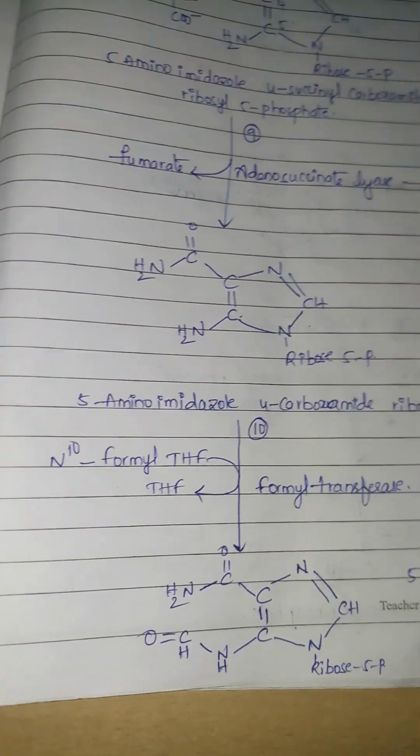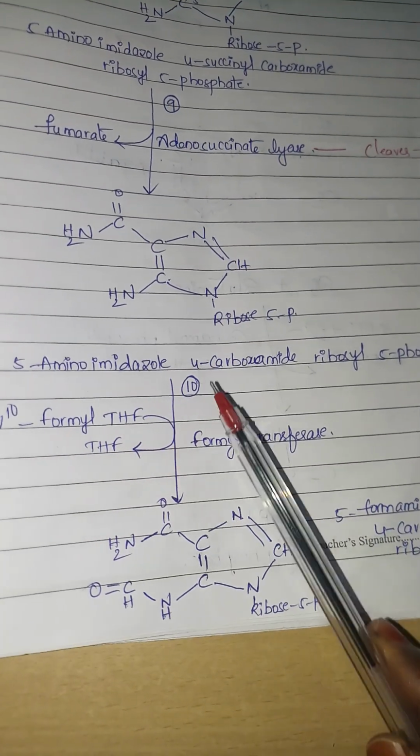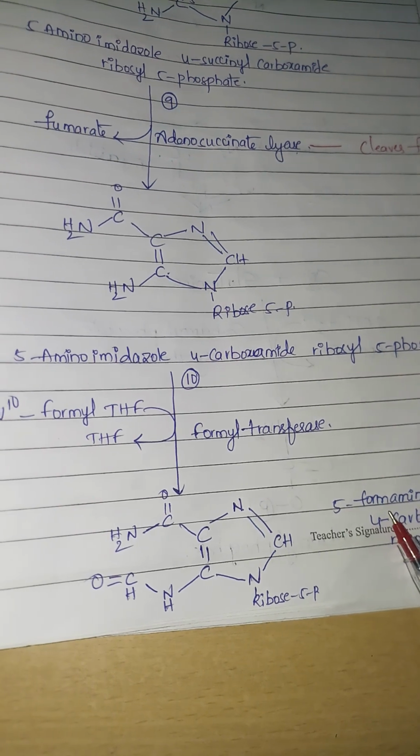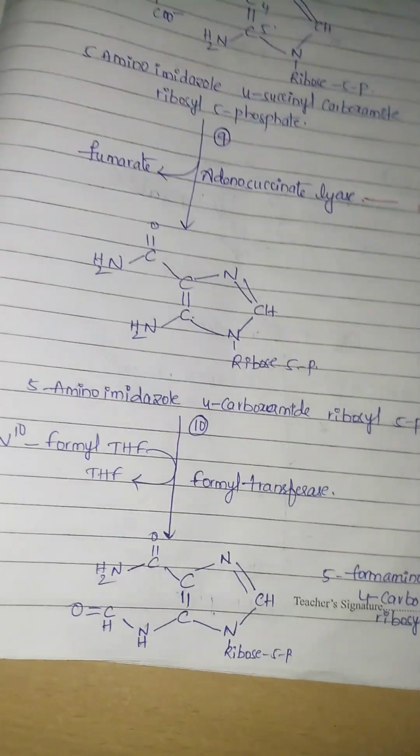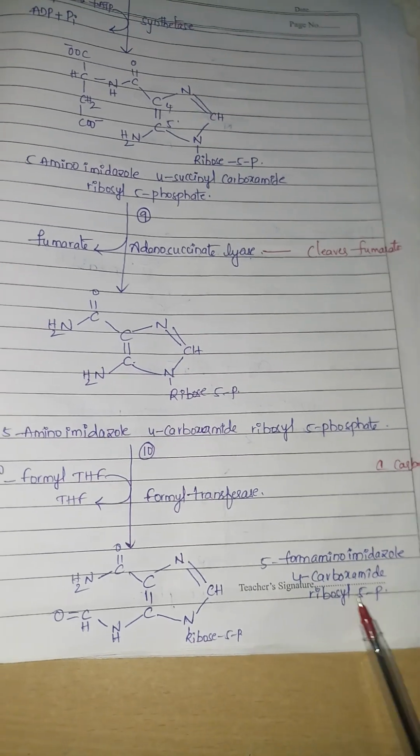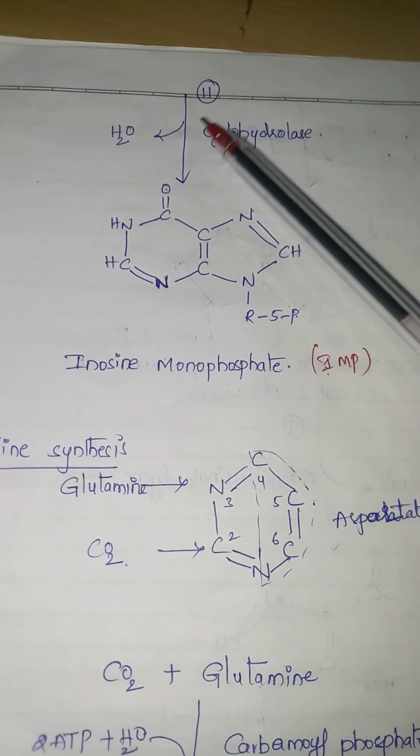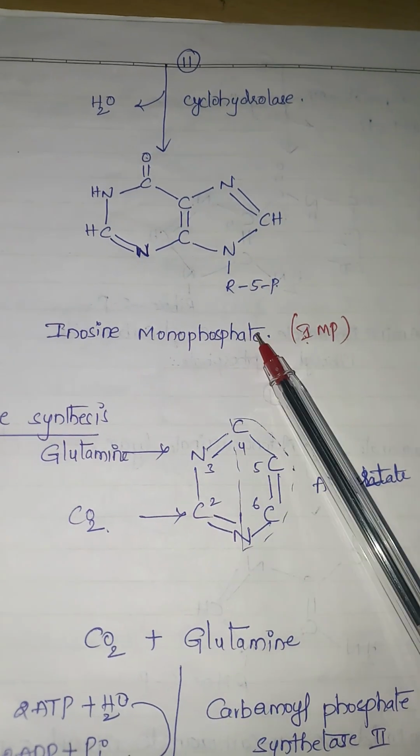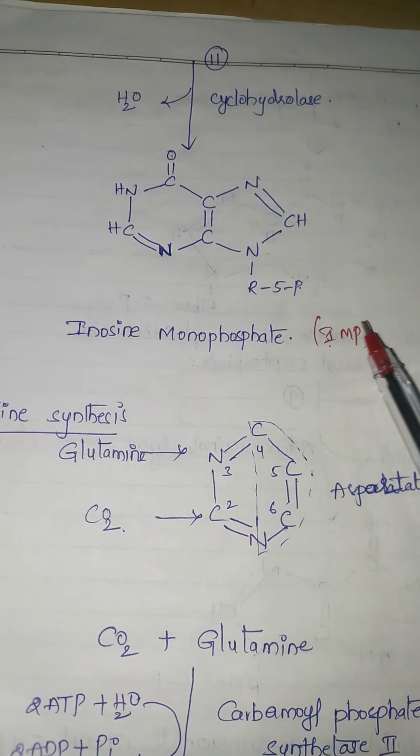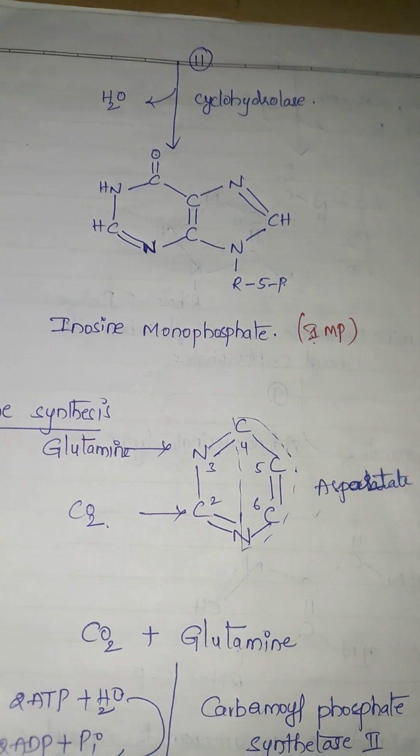Here N10 formyl tetrahydrofolate donates one carbon and forms 5-formamidoimidazole 4-carboxamide ribosyl 5-phosphate. The final reaction is catalyzed by cyclohydrolase and finally forms inosine monophosphate, nothing but IMP. So this is all about purine nucleotide metabolism.